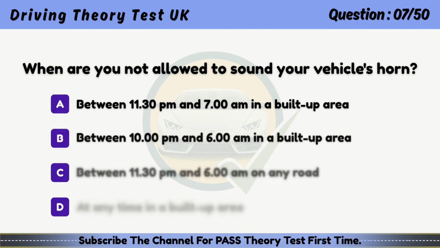Question 7. When are you not allowed to sound your vehicle's horn? Option A. Between 11:30 p.m. and 7 o'clock a.m. in a built-up area. B. Between 10 o'clock p.m. and 6 o'clock a.m. in a built-up area. C. Between 11:30 p.m. and 6 o'clock a.m. on any road. D. At any time in a built-up area.